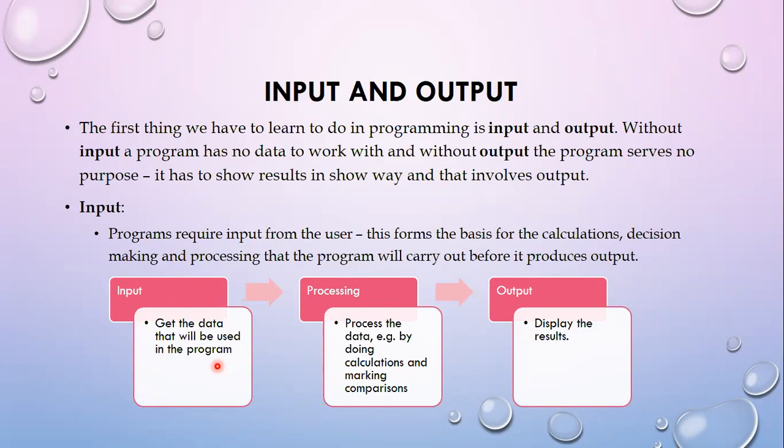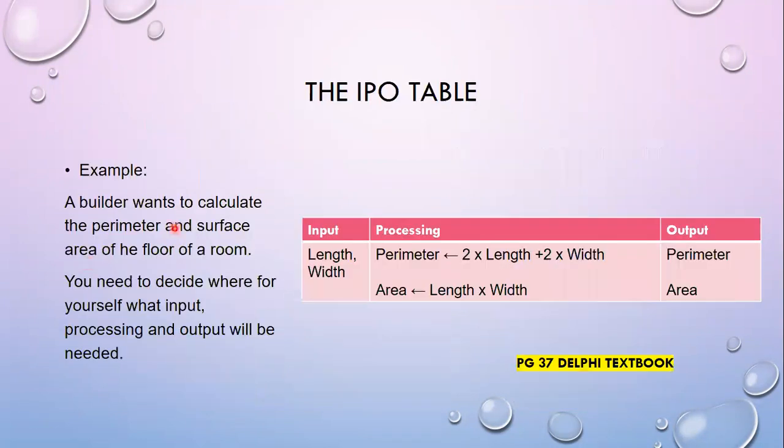So my process there, let's just move this out of the way, e.g. doing calculations and making comparisons, or checking if a cell phone number exists. Then my output is going to be either create a new contact or add contact details to an existing number. Okay, let's go to the next slide.